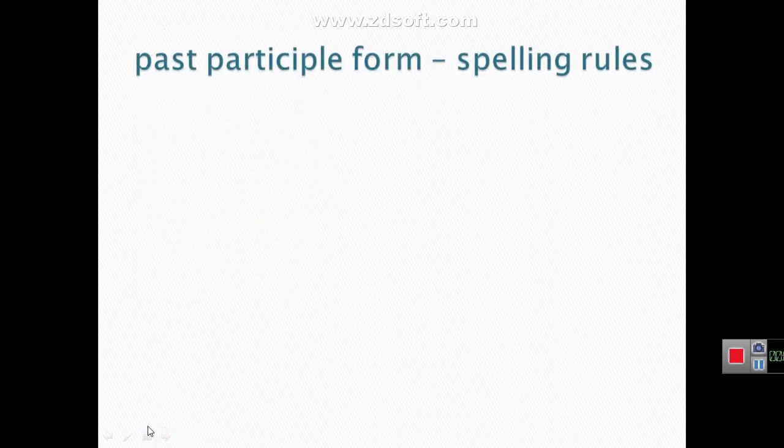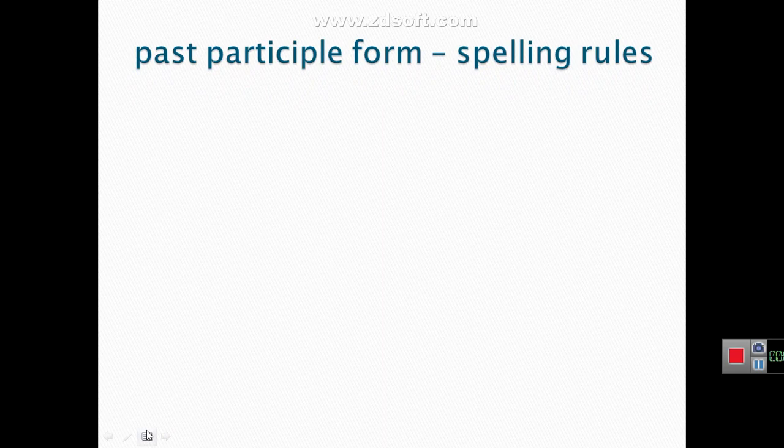Guys, in my last point, I'm going to talk about the past participle form. I told you we have two types of verb for past participle form, regular and irregular. For the regular ones, I'm going to explain the rules. I'm sure that you all know, just for reminding. Number one, for most regular verbs, I'm just going to add ed. For example, walk, walked; clean, cleaned.